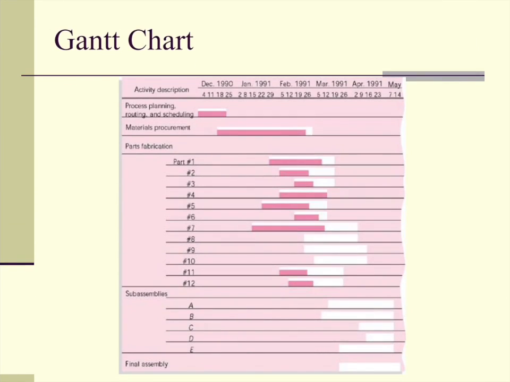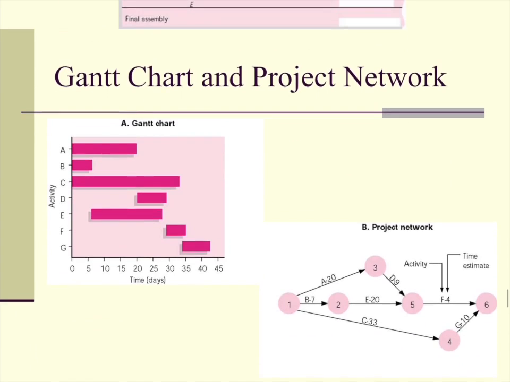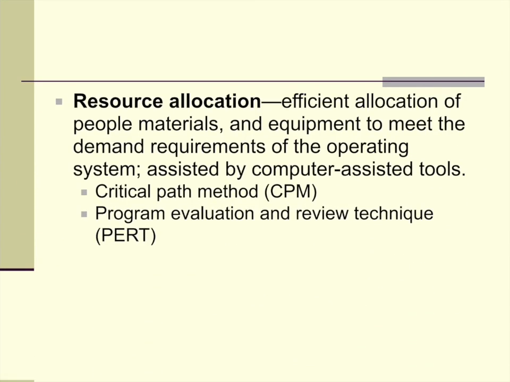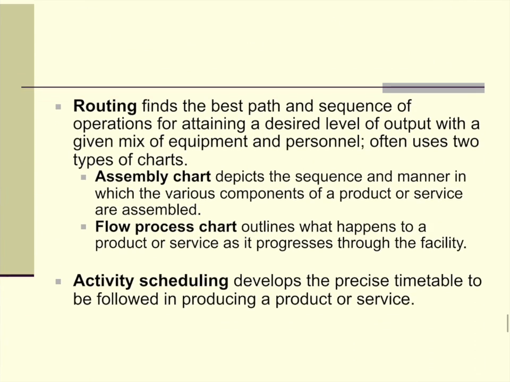That is the illustration of the Gantt chart. You know about this. And then Gantt chart and project network: we have talked about this, so we skip here. And then the resource allocation. What about resource allocation? Efficient allocation of people, material, and equipment to meet the demand requirements of the operating system, assisted by computer-assisted tools, critical path method, program evaluation and review technique. Yes, that is resource allocation.